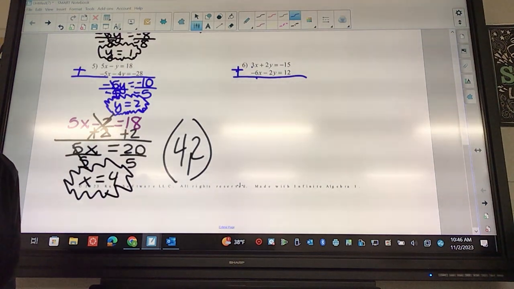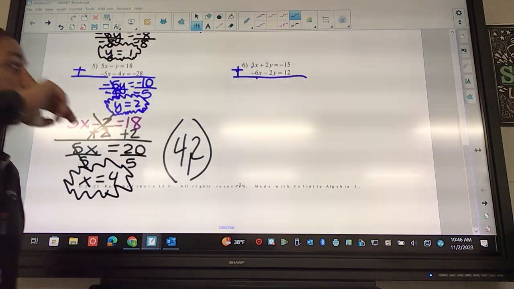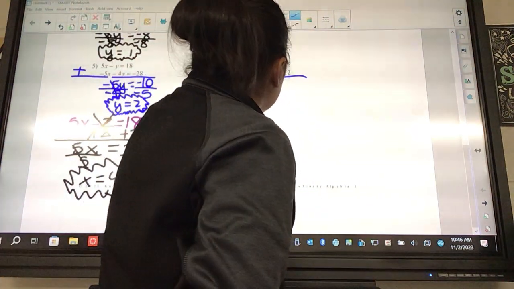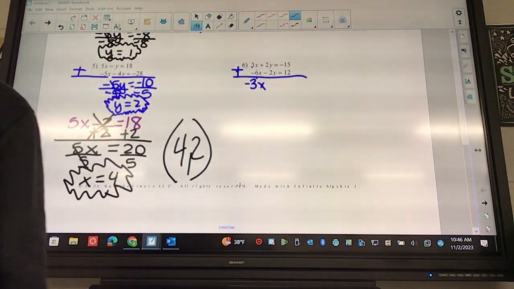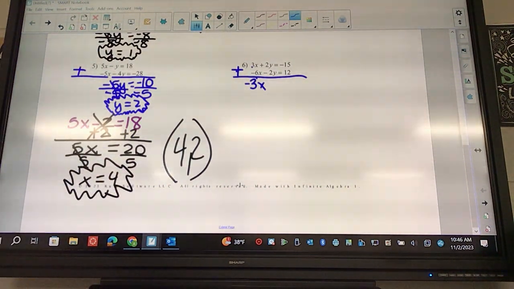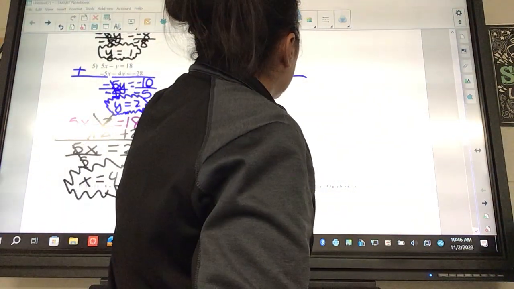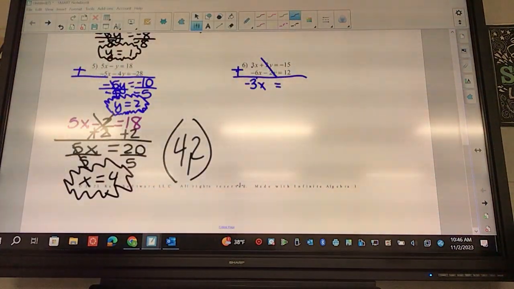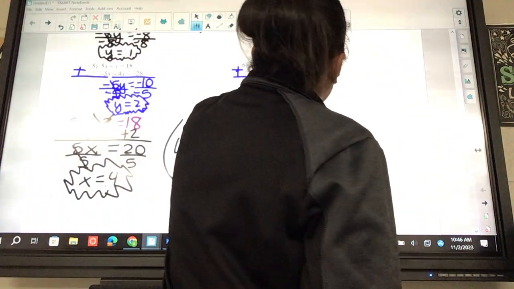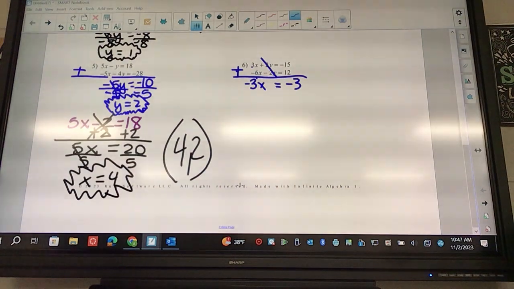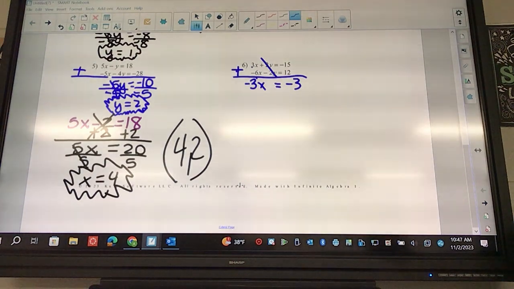That's where you guys come in. 3 plus -6. -3. So we're going to get -3x. If you did 2 plus -2, what would that give you? 0, and that would let you know, oh shoot, that's the one that needs eliminated. So those ones are going to get eliminated. -15 plus 12. -3. And then what needs done? Divide by -3.